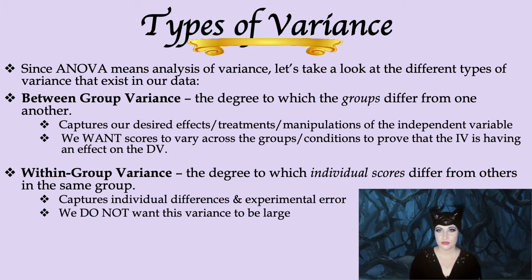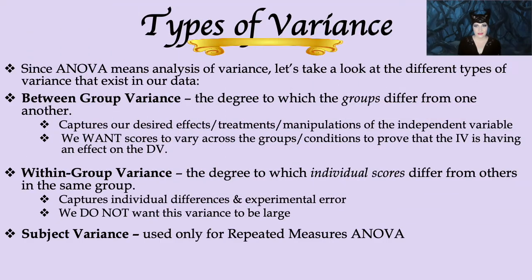We generally do not want this variance to be large because we want the participants within the same group to be more similar to each other. If the variance within the groups is large, then that will suggest that there is a high amount of individual differences or a high amount of error. So generally, we want between group difference to be large and within group variance to be small.